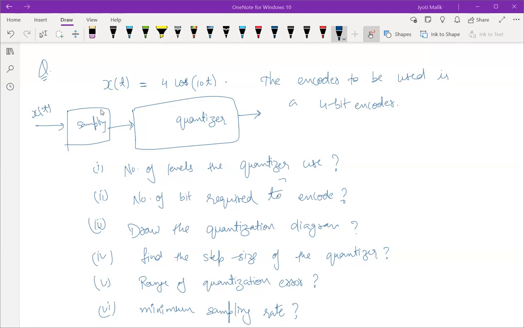Can you guide me through this? I think I need more guidance. I think the number of levels is 8. Oh, I'm wrong. I told you it depends on the number of bits to be encoded. So the number of bits to be encoded is n. The number of levels is 2 power n. So 2 power 4. It will be 16 levels.